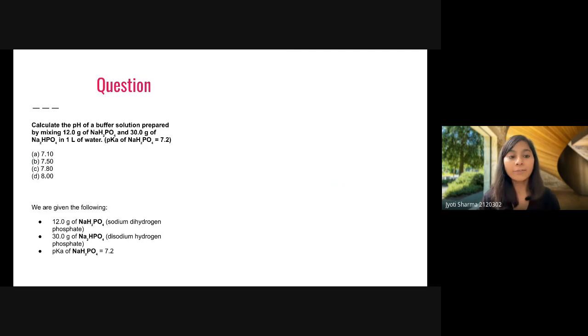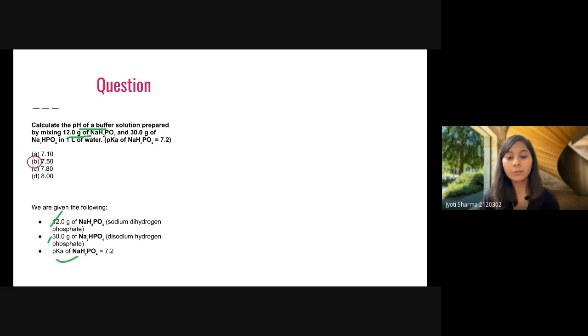Again, I have a question on the pH of a buffer solution, and just see here we have NaH2PO4 and here we have Na2HPO4. One is the acid or base, and the other is the salt of that particular acid or base. What you need to calculate is the pH. What is given is 12 grams of this compound, so the mass is given for both of these compounds, right? And then pKa is also given. So pKa given means this buffer solution has been prepared from a weak acid and the salt of that weak acid, so it must be acidic in nature, right?